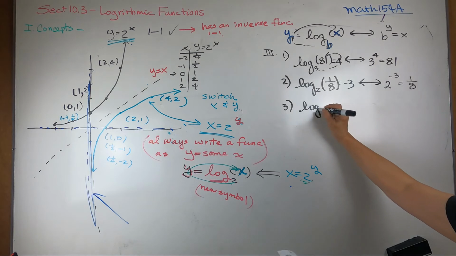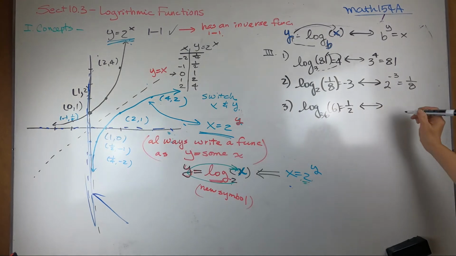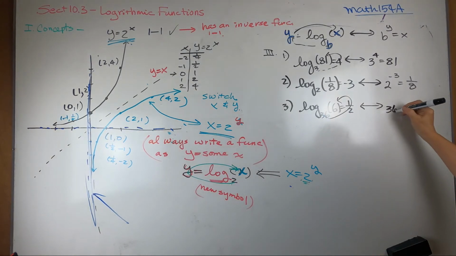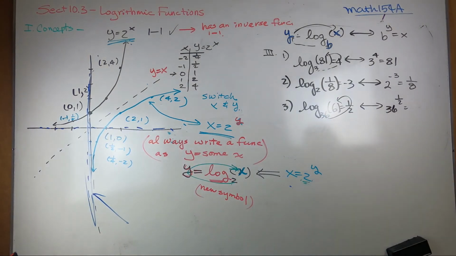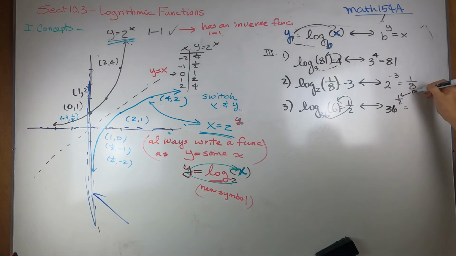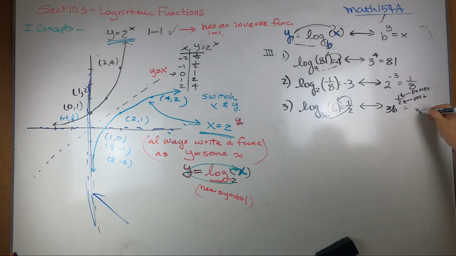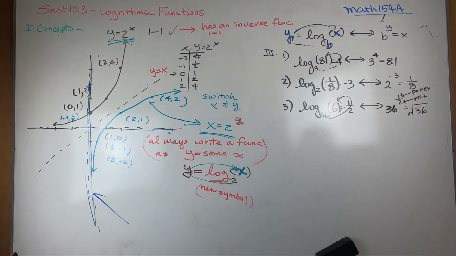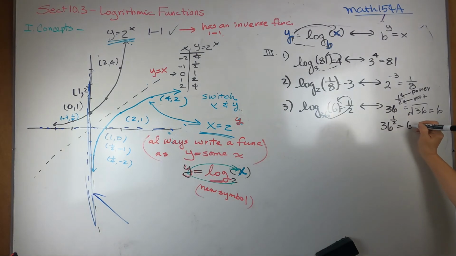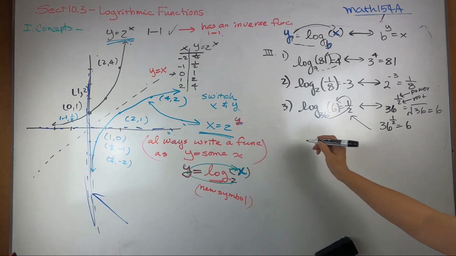If we have log base 36 of 6 equals a half, it means you hook it from the base, from the bottom up, right? So 36 to the half. What does half power mean? It doesn't mean half. The top is the power, the bottom is the root. So you take the square root of 36, which is 6. So it's the same thing. That means that.